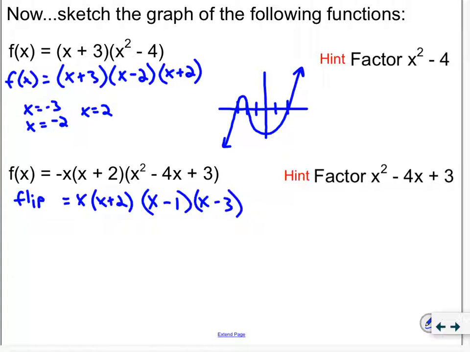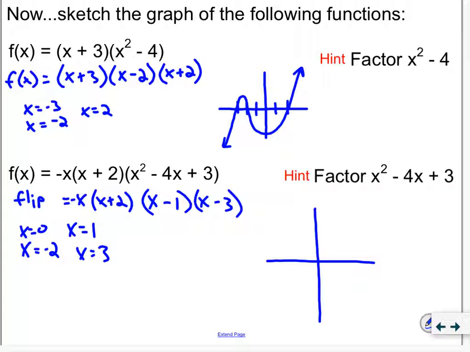So now my zeros, oh, got a negative in there. My zeros are going to be x equals 0, x equals negative 2, x equals 1, and x equals 3. All right, a lot of stuff going on in this graph. So let's see, we got a 1 at 0, we got a negative 2, a positive 3, a positive 1. Let me make those 4 dots there.